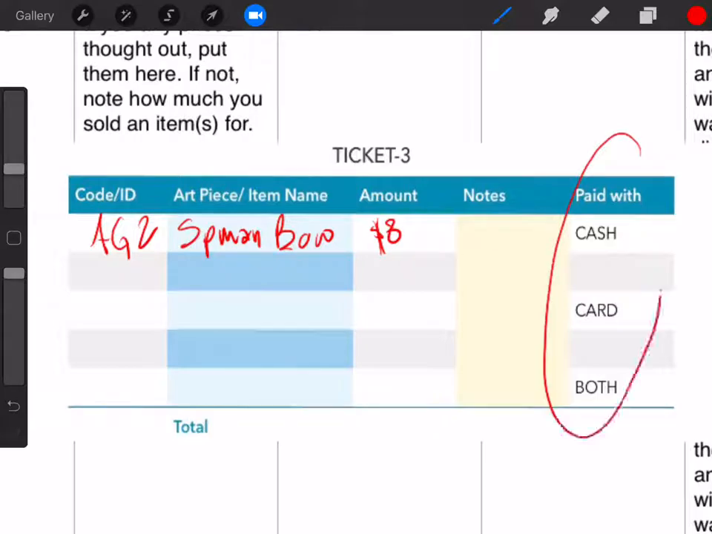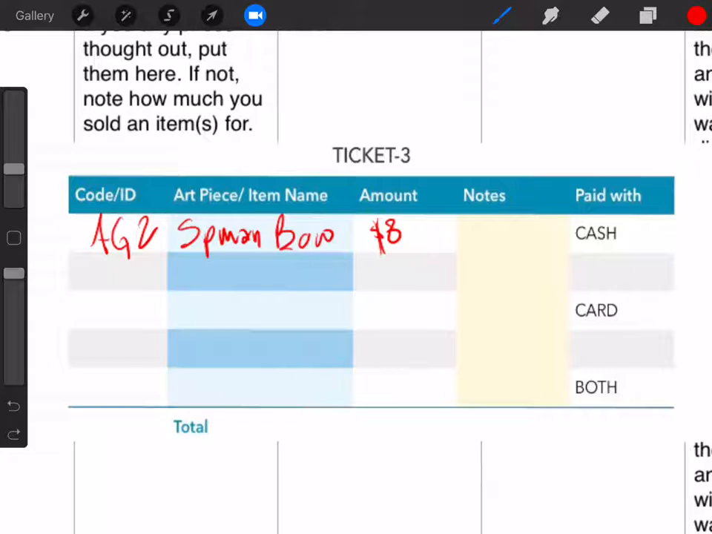This section I would assume would be more for the cashier, to keep track of what they paid with, if they paid with card or cash, or if they did both. They do have receipts that they will be using, and it's usually like carbon copy, so they write on the top layer. That receipt goes to the customer, so they know what they purchased. One goes to them, so they keep track, and one goes to you, so you have track for your records as well.